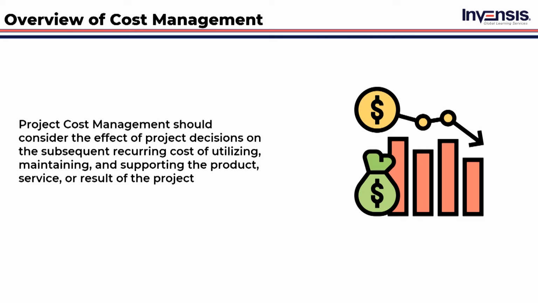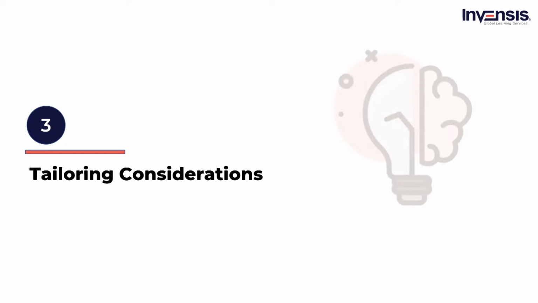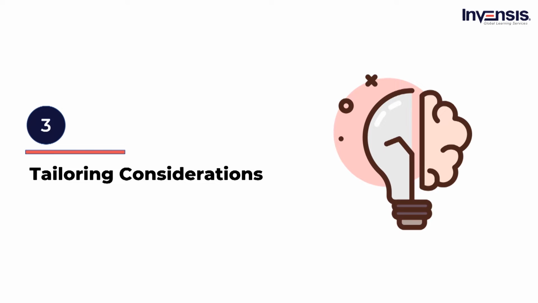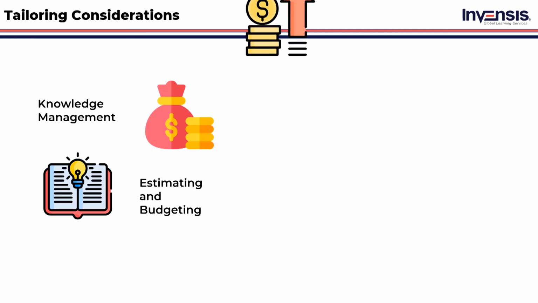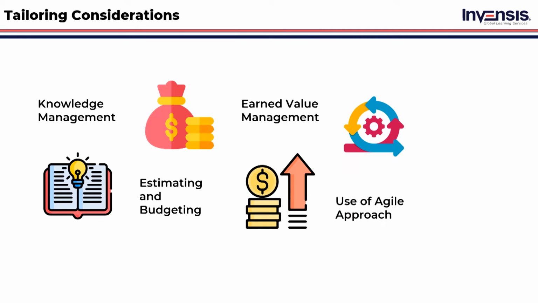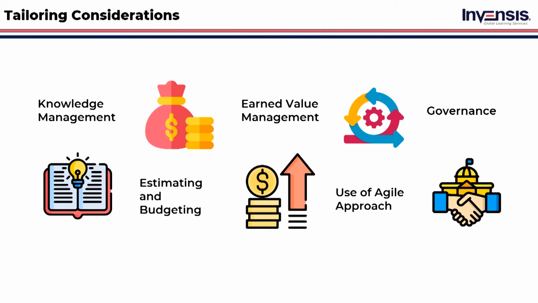Recognizing that various stakeholders measure project costs in different ways and at different time periods is another aspect of cost management. So, before understanding the cost management processes, there are considerations that can alter the cost management plans. So, let us start with the tailoring considerations, which are essential for creating a cost management plan. There are 5 considerations that are considered before planning the cost management. They are: knowledge management, estimating and budgeting, earned value management, use of agile approach, and governance. Let us discuss each consideration in detail.